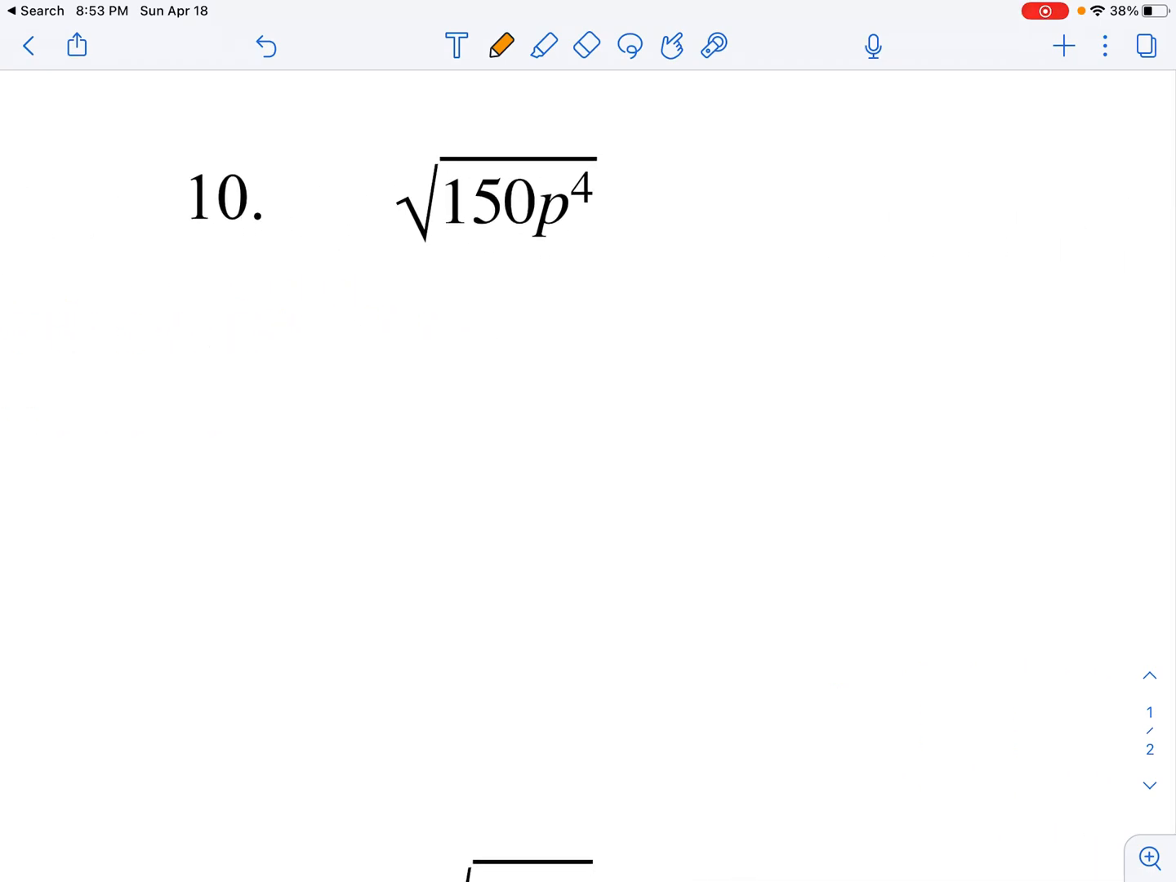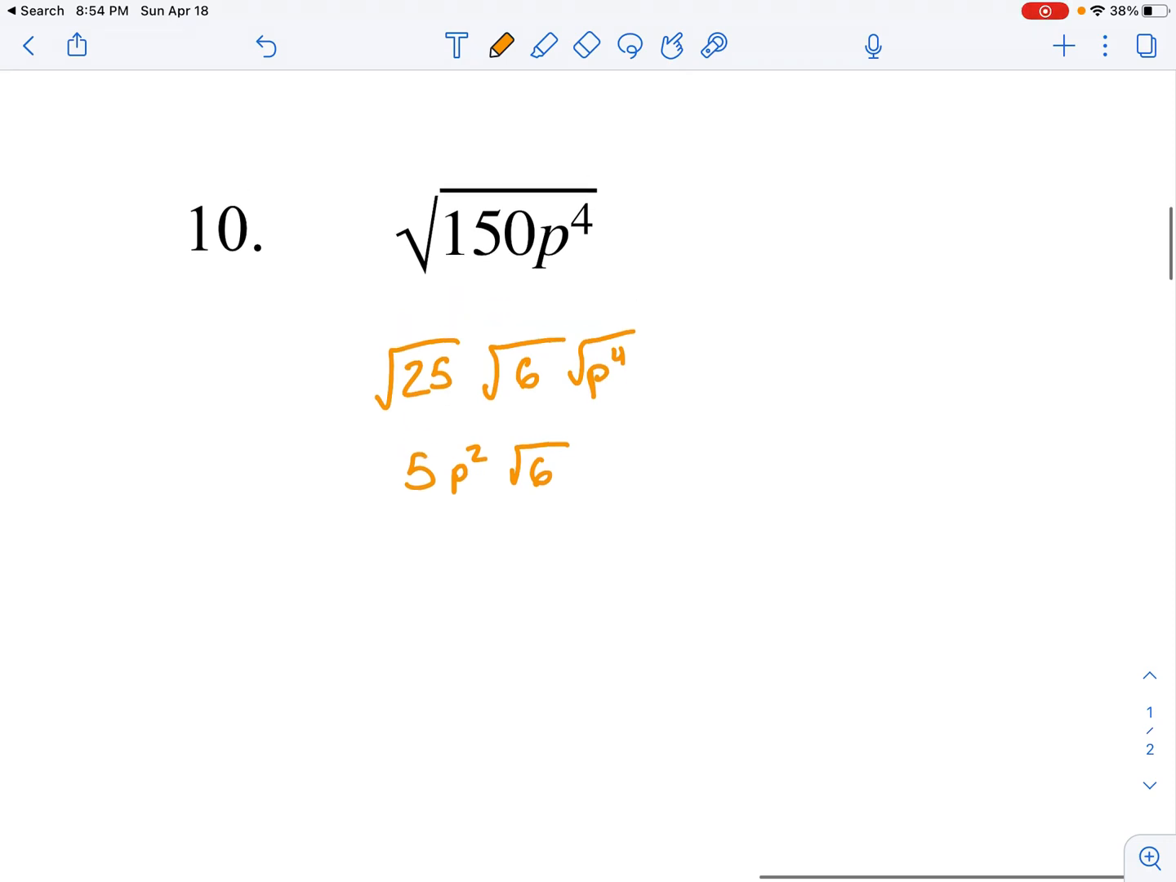Number 10, I know that 25 goes into 150 and 25 is a perfect square. 25, so I'll put that here, goes into 150 6 times, and we have p to the 4th hanging out in its own square root symbol as well. So this would be a 5. Square root of p to the 4th would be p to the 2nd, and then the square root of 6 goes at the end, and I just put that at the end again one more time because it's not solvable. The square root of 6 you can't simplify anymore, so that's just going to have to stay there.